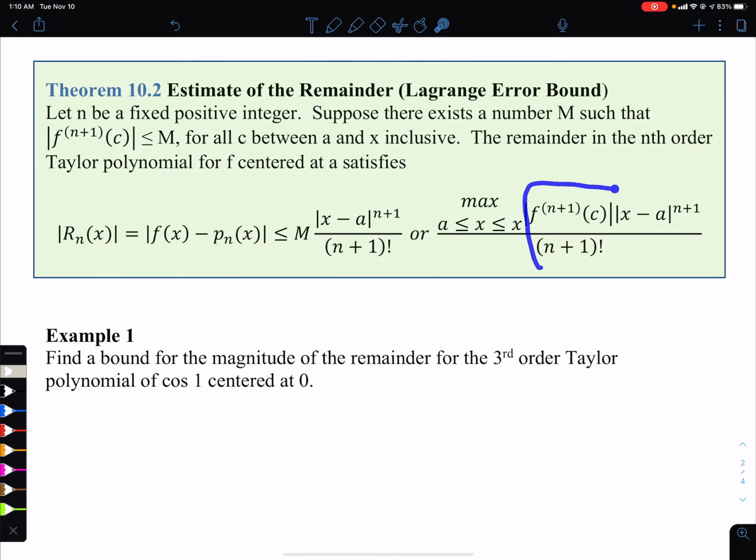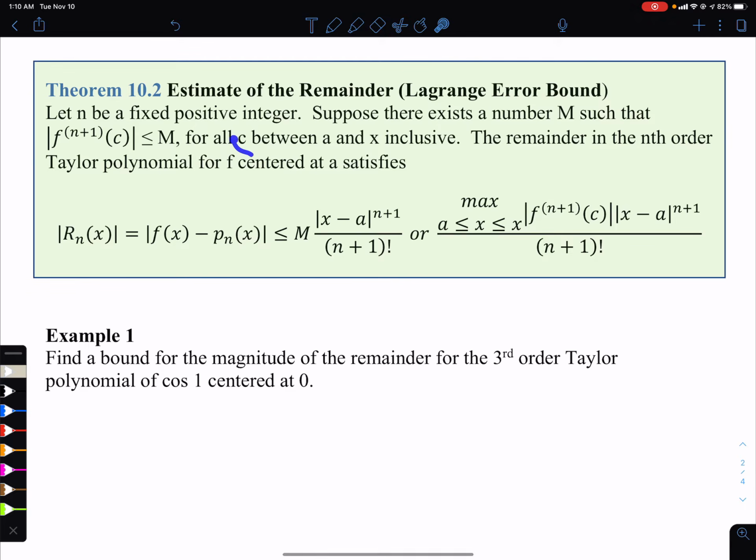In fact, it's equal to this for some c between your center and x. But we don't know what the c is. So we define it differently. Here's what we do. Since we don't know what c gives you the exact error, here's what we do.